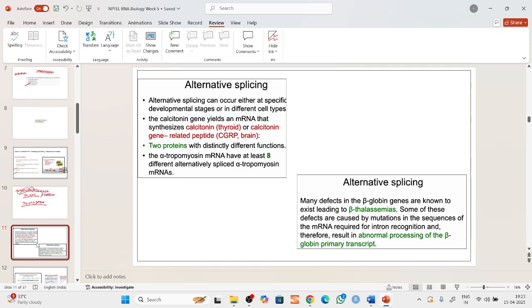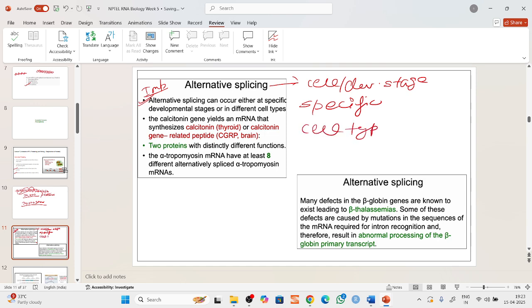Okay, then alternative splicing. Alternative splicing can occur either at a specific developmental stage or in different cell types. This is very important. Why is this line important? Because alternative splicing can be cell or developmental stage specific, or cell type specific.